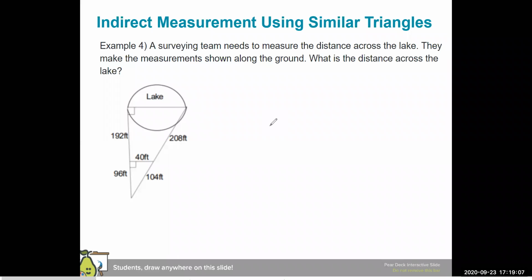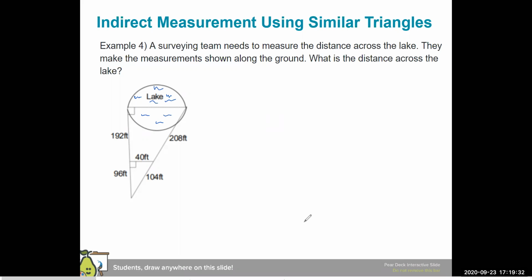Okay, here is our last example of indirect measurement using similar triangles. Example 4. A surveying team needs to measure the distance across the lake. So in this diagram, you can see this is the lake over here. Let's put some water squiggles. This is our little lake. So this whole thing is the lake, okay? And we want to know the distance across the lake.